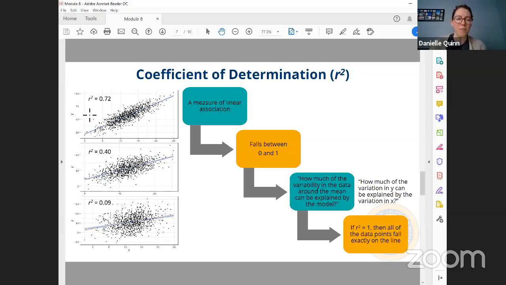So for example, in this top plot, we have an R-squared value of about 0.7. So you can see they're pretty close to that line. In this plot, it's 0.4, so they're a little bit more spread out. And down here, it's 0.09. So you can see the points don't really follow that line at all. And so that's one way that you can measure how well this model is actually fitting.